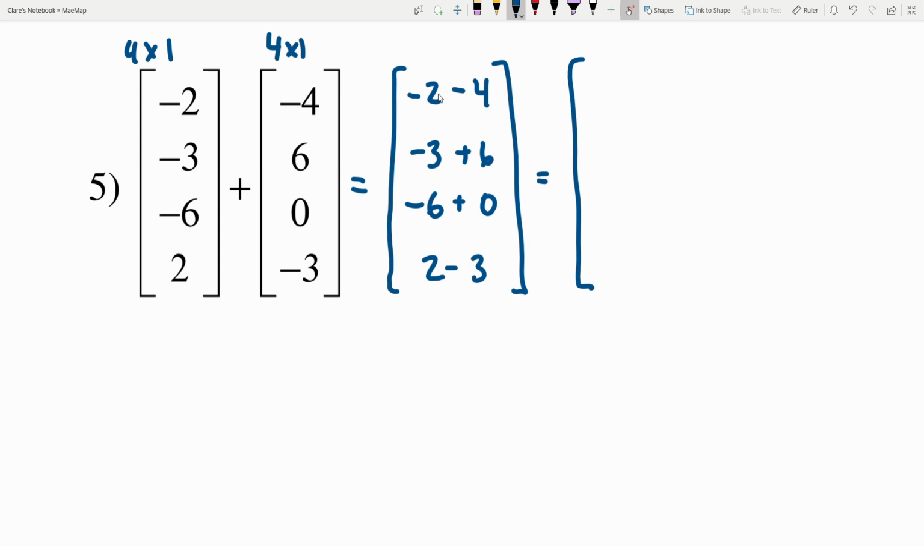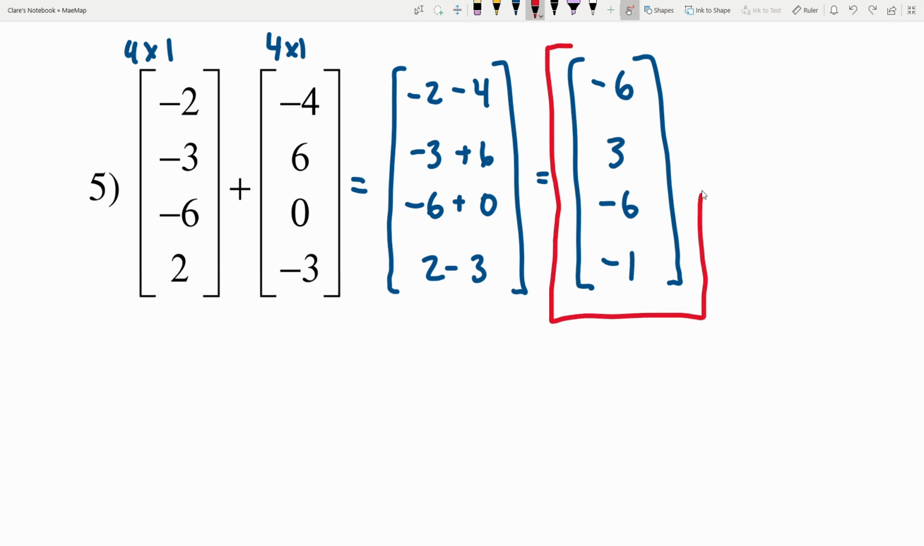Working top to bottom, -2 minus 4 is -6, -3 plus 6 is a positive 3, -6 plus 0 is -6, and 2 minus 3 is -1. -6, 3, -6, -1 is my matrix in number 5.